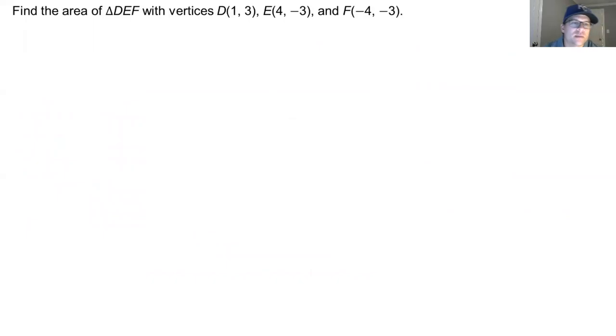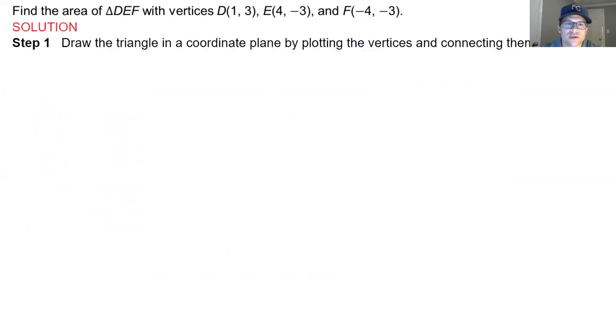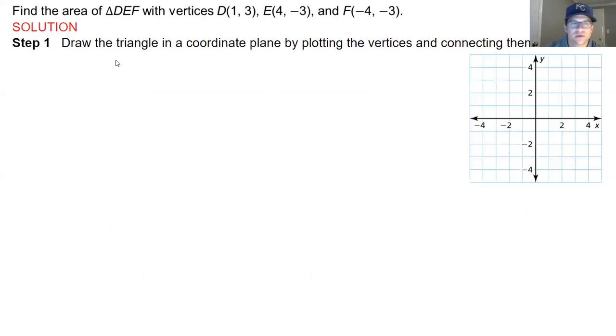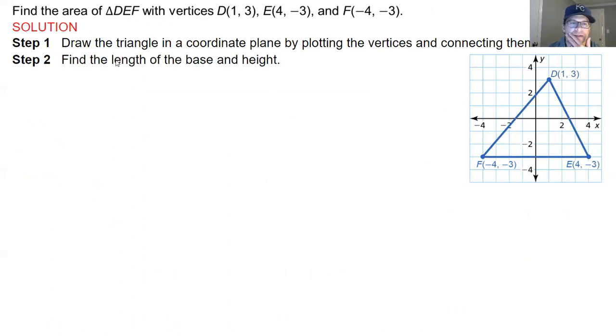Okay, now doing the same thing for area. Again, we're looking at a triangle. So we're going to go ahead and plot this triangle. And when you plot all of those points, notice that D, E, and F are as follows on the grid: 1, 3; 4, negative 3; and negative 4, negative 3. Connect the dots, draw your line segments.